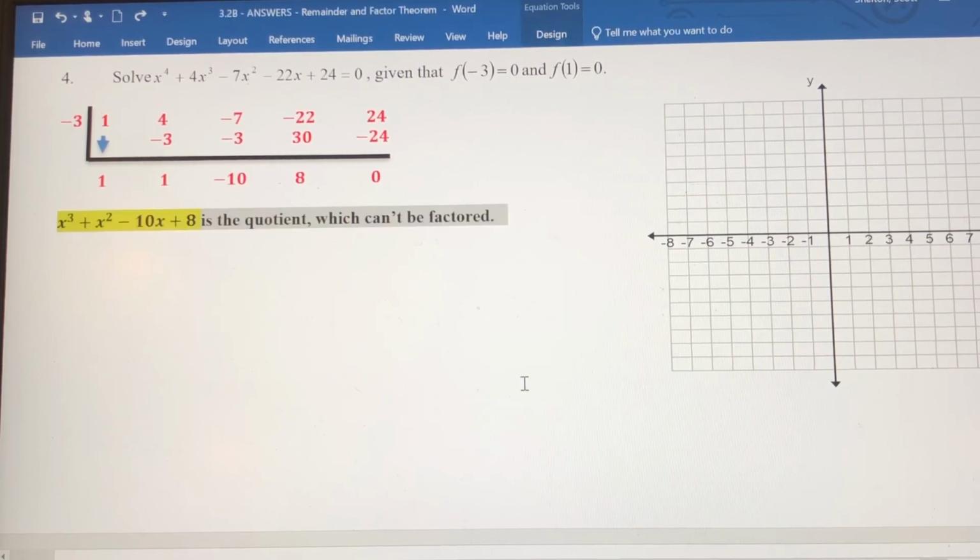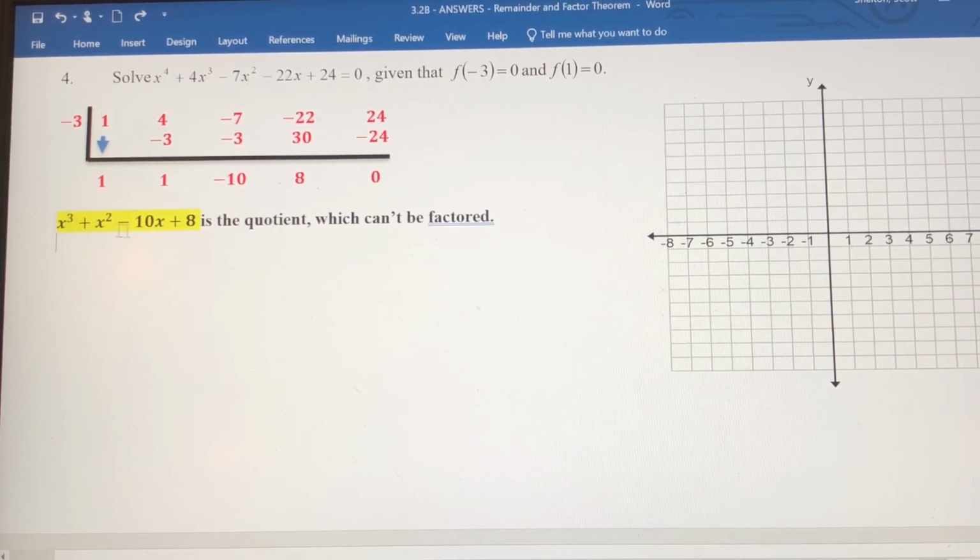So that leads us to 1x cubed plus 1x squared minus 10x plus 8. You want to see if you can factor this by grouping. If so, that makes the process a lot easier. This can't be factored though. So what that means is I've got this second 0 here of 1. I'm going to have to use that and do the synthetic division process again.